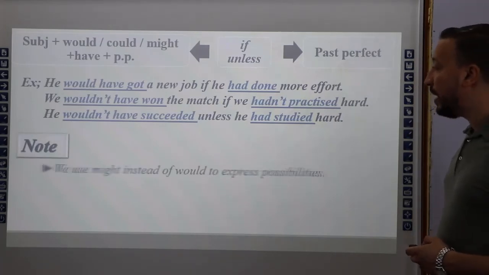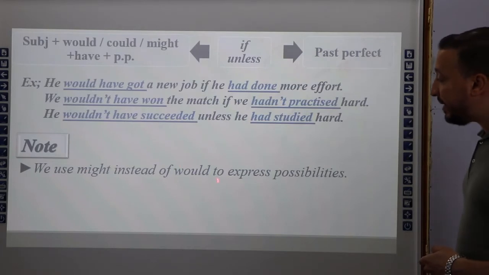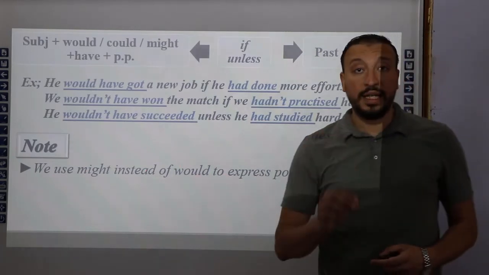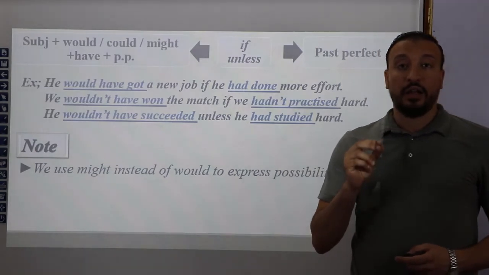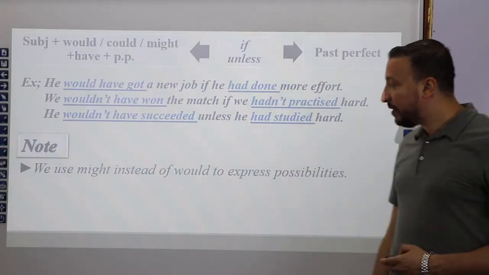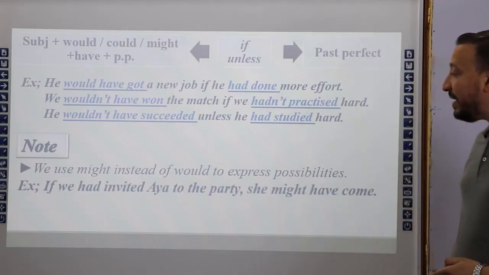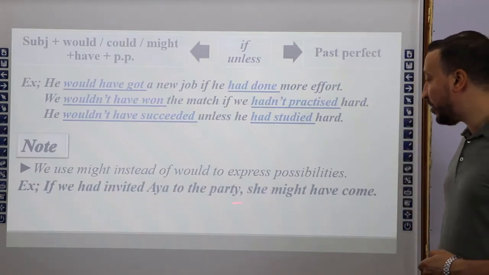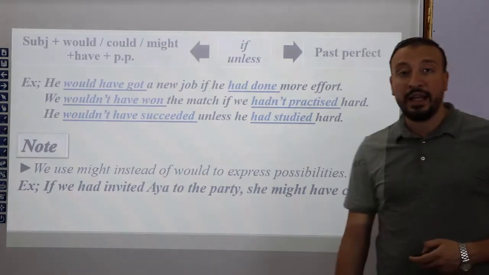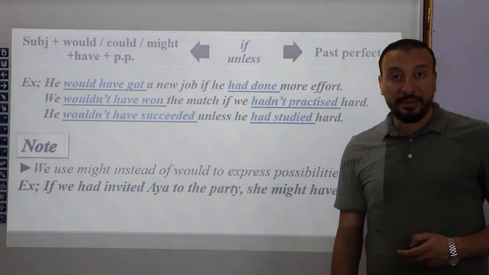Note. We use might instead of would to express possibility. Like if we had invited Aya to the party, she might have come. Might have come. So here it is possibility.